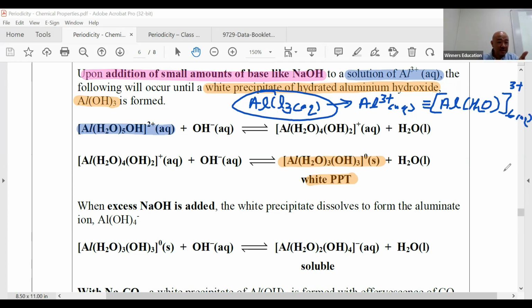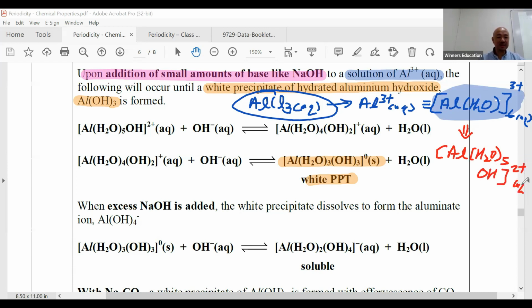Make sense? But remember, it is a solution. So your Al3+ will not exist like this. Are you with me? It will instead, let me use a different color again, exist like this. Eventually, it will transform itself to this. I think it's 5, then there's the OH, then bracket, I think this 2+, which is therefore this one.